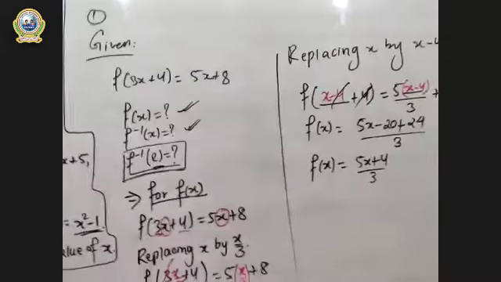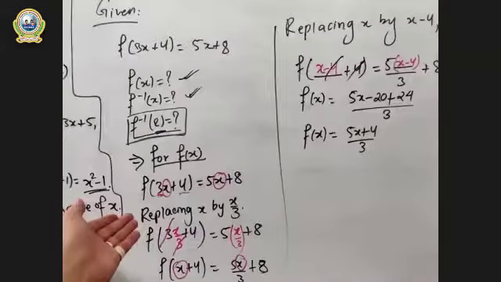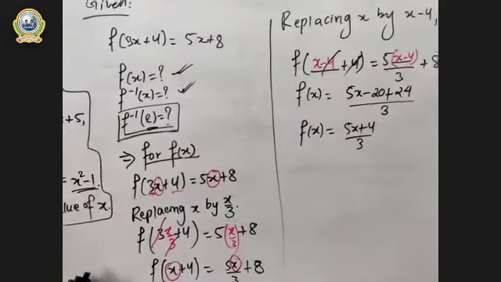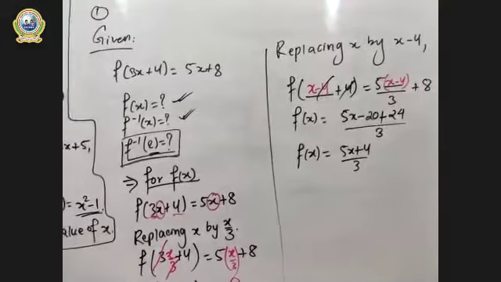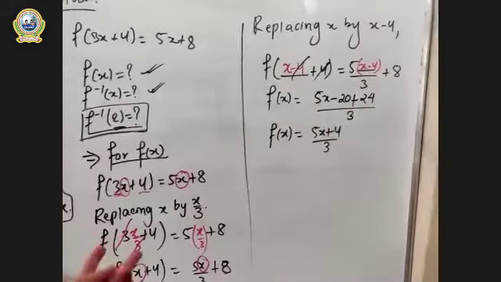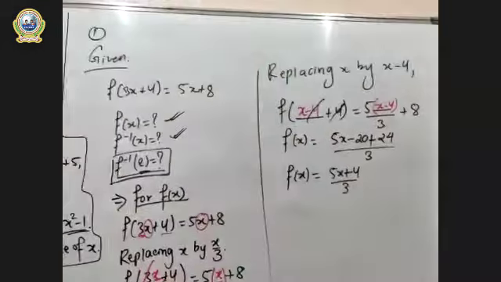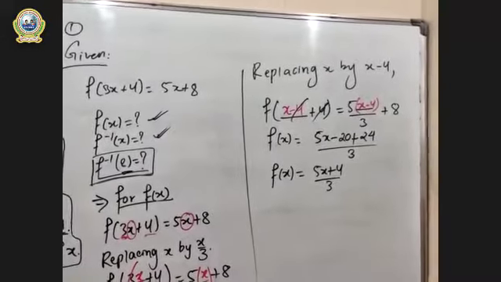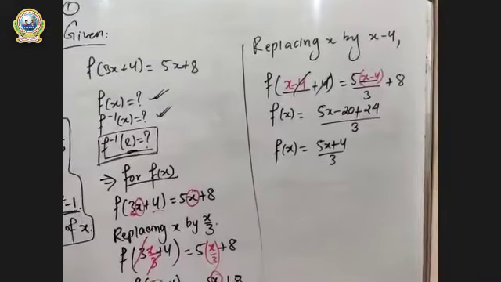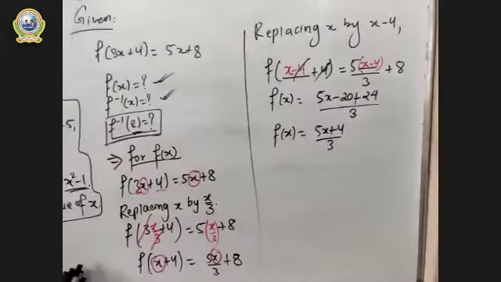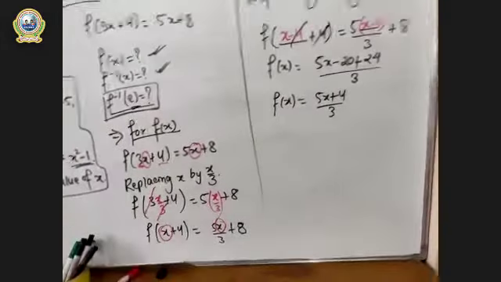Let me show this to you. First of all, we removed the multiply sign by replacing it by x upon 3. And then we removed the addition sign by replacing it by x minus 4, right? And finally we obtained f(x). So this is our complete method, but you can make it shorter without writing language.